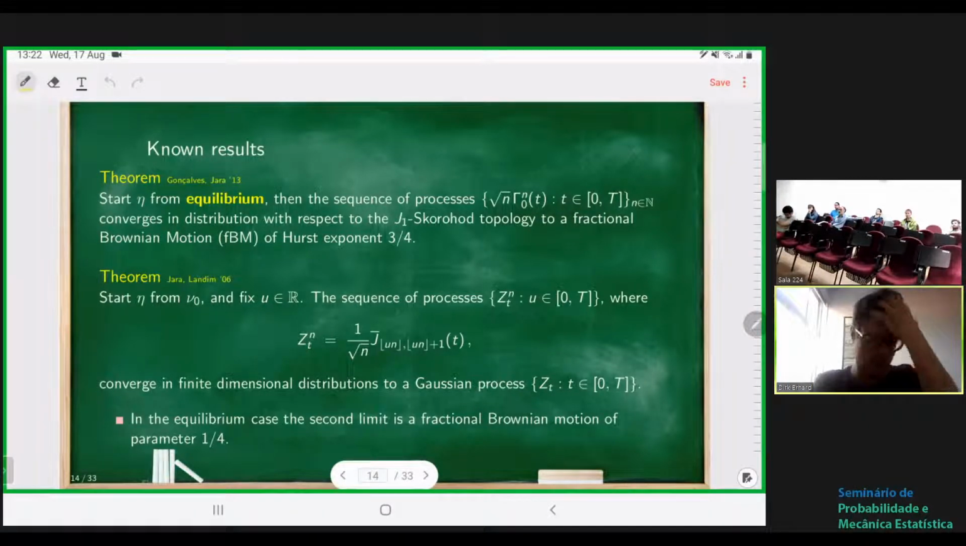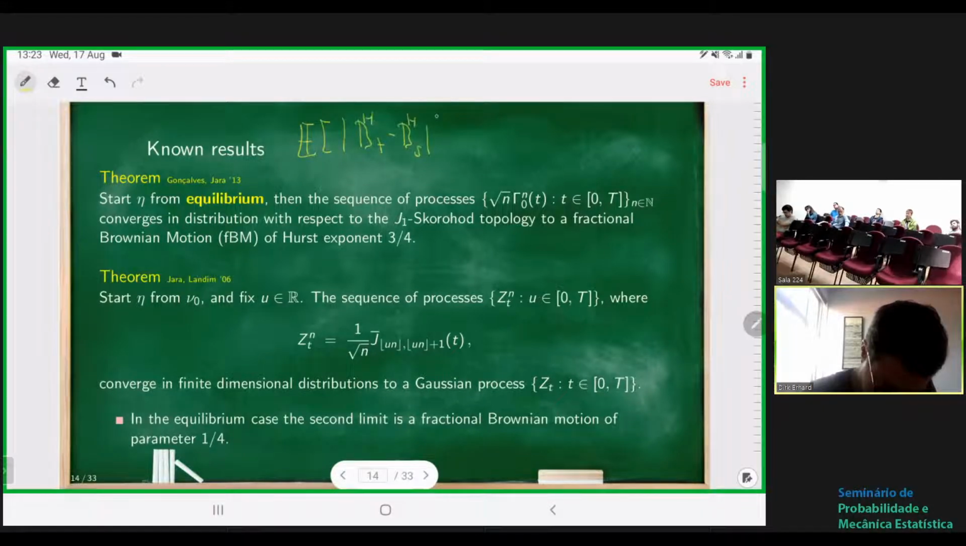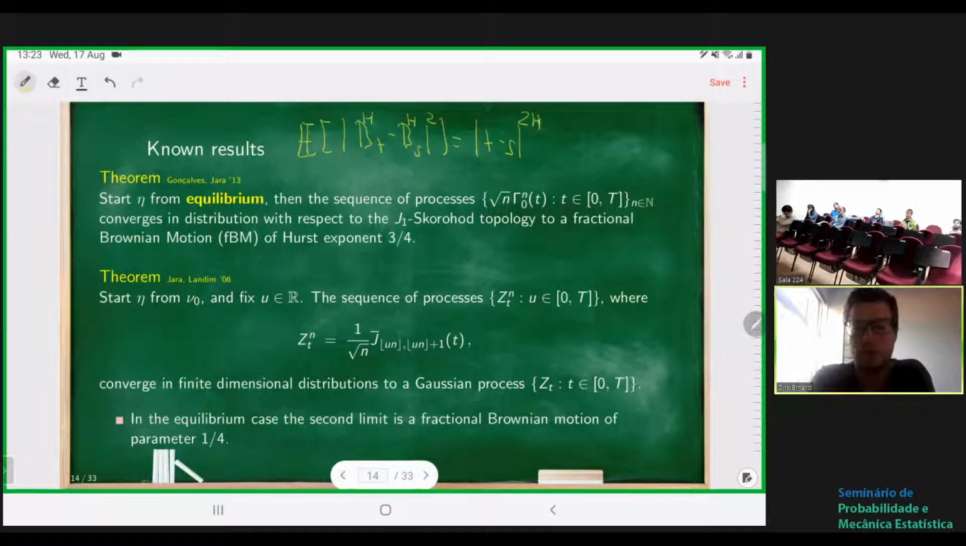So what is the fractional Brownian motion? Well, a fractional Brownian motion is essentially a generalization of the usual Brownian motion. The usual Brownian motion is a fractional Brownian motion of parameter 1/2. And basically, a fractional Brownian motion is a Gaussian process such that the following holds true: the expectation of (B_t minus B_s) squared is basically |t minus s| to the 2H. So if you plug in H equal to 1/2, then you will get what you know from usual Brownian motion.